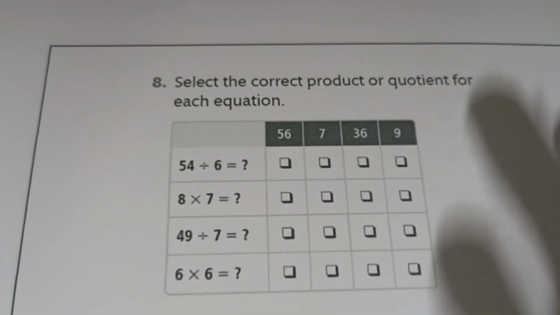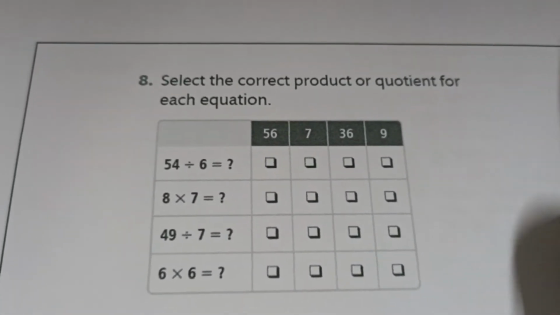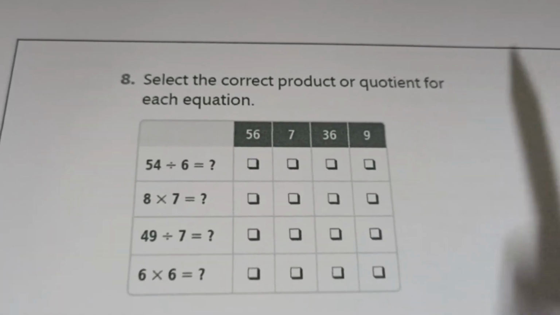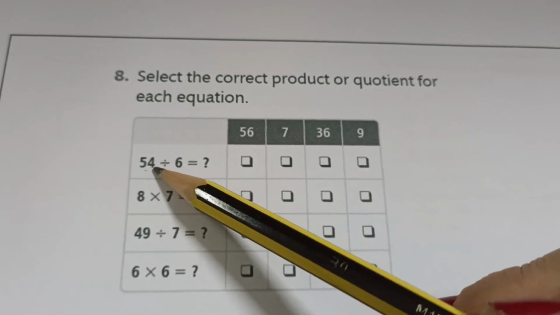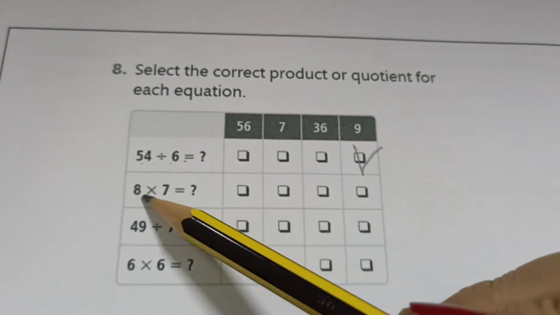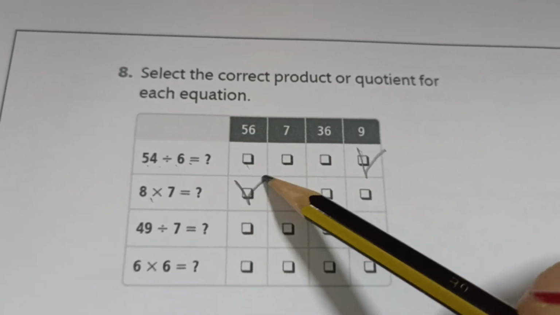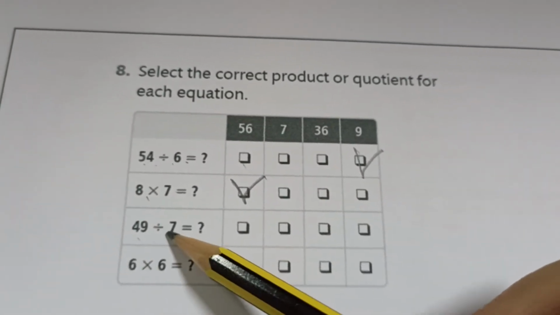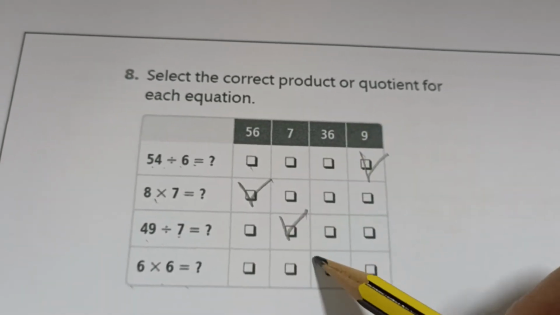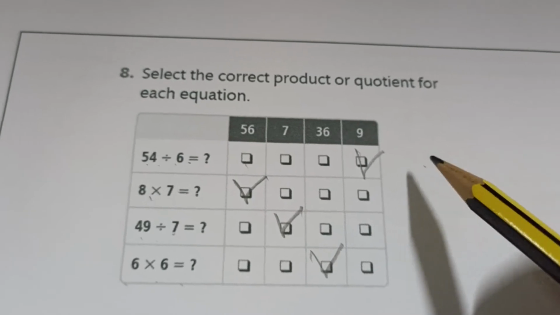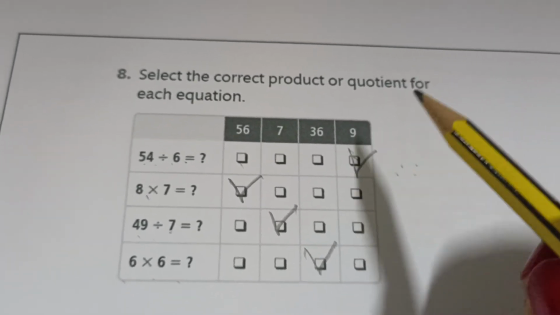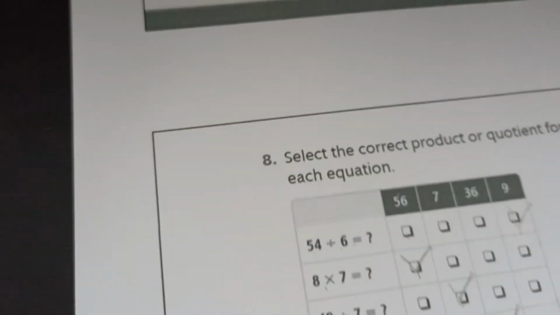Number 8. Select the correct product or quotient for each question. Easy peasy. 54 divided by 6 is going to be 9. You put a tick. 8 times 7, 56. You put a tick. 49 divided by 7 is 7. You put a tick. 6 times 6, 36. You put a tick. Here your job is to put a tick at the correct number. That's it.